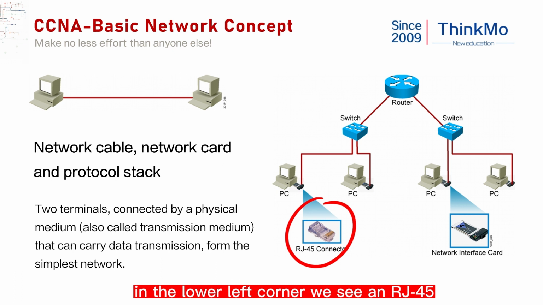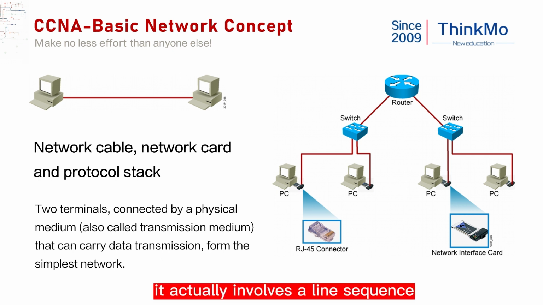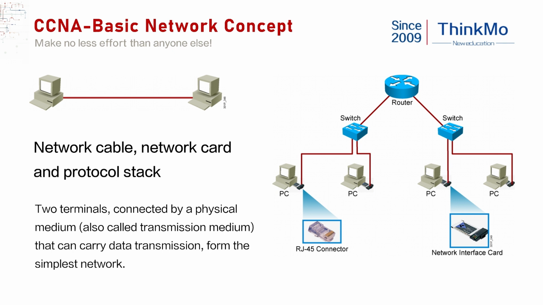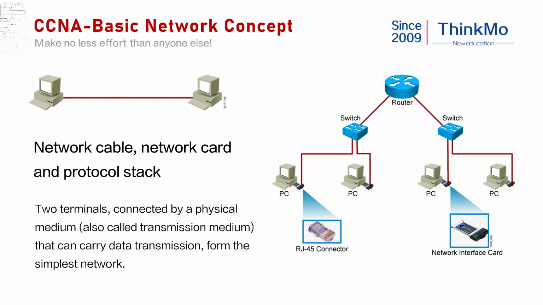Let's look at some common physical components. In the lower left corner we see an RJ45 connector. This is a standard for twisted pair. It actually involves 2 line sequences, 568A and 568B. Twisted pair has a lot of communication standards, for example shielded and unshielded, what we call UTP and STP. If you are interested, you can take a look.